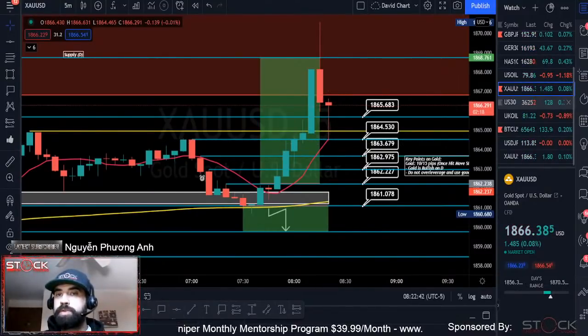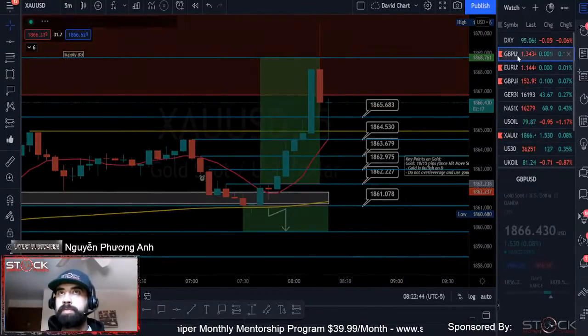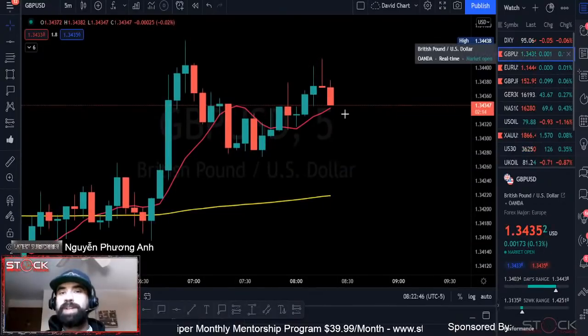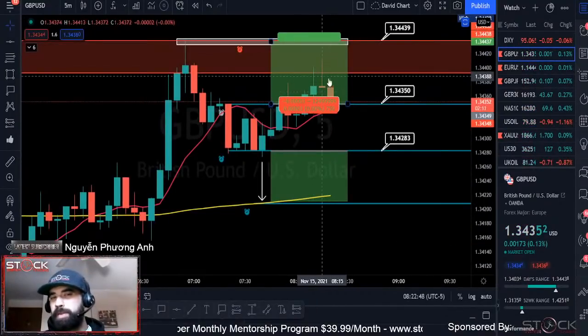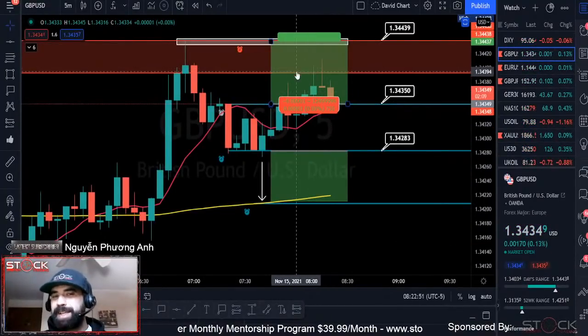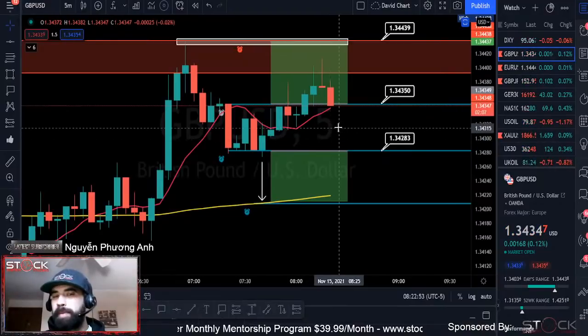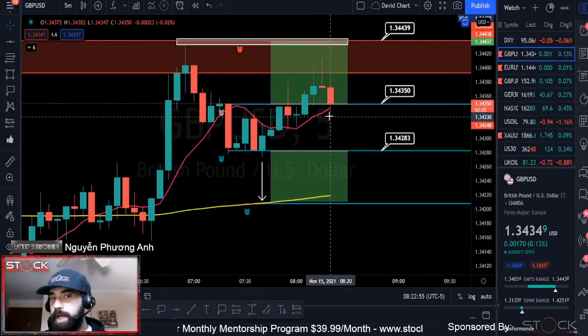Okay, and then we'll check out GU. See what I mean, guys? So with GU, I remember I was mentioning it's a key area, but I thought we'd have a little more momentum. Not much movement here. It can still go bullish, guys.